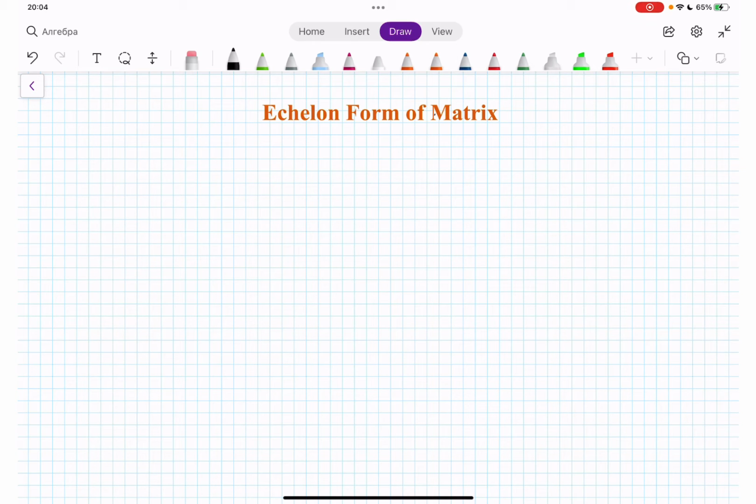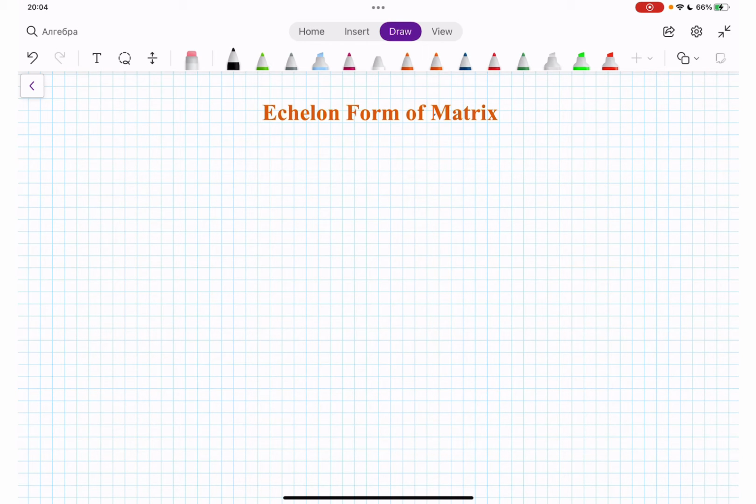Echelon form of matrix. We are going to learn this form of matrix and bring the regular form of matrix to the echelon form of matrix. Why do we need it? Because this form is going to help us to solve a system of linear equations using the method of Gauss. Okay? So let's learn what is special, how do we form this type of matrix.